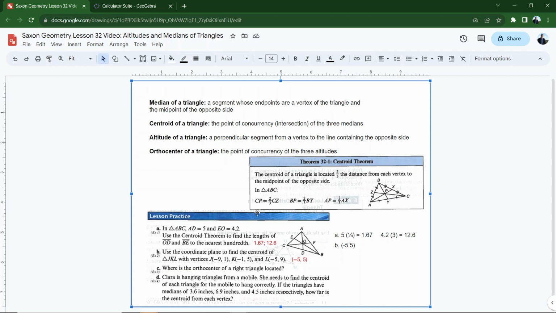Alright, I have thoroughly shown you that the centroid can be found a bunch of different ways. What about the orthocenter? Let's take a look at GeoGebra to see what the orthocenter does. And what we're going to do is experiment with making a right triangle's orthocenter.